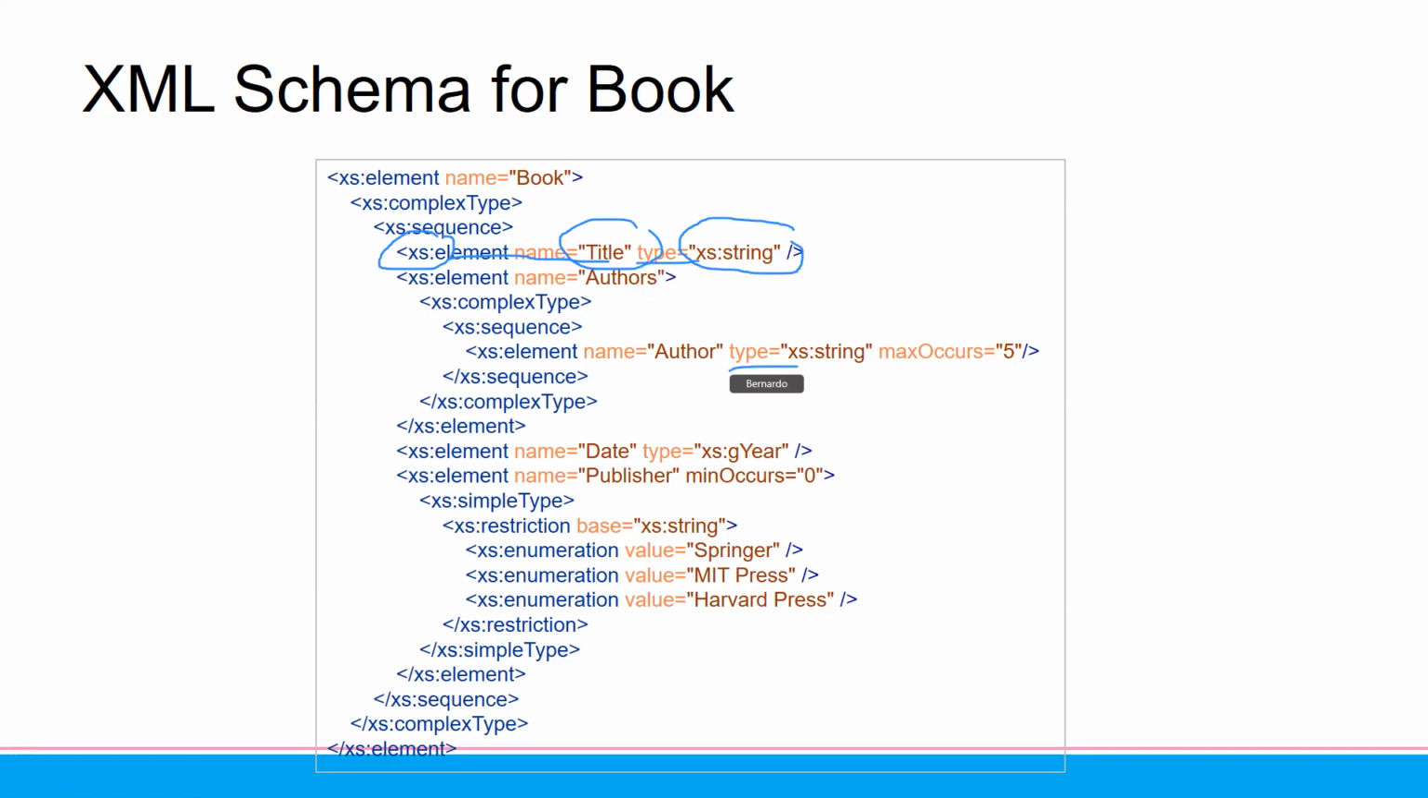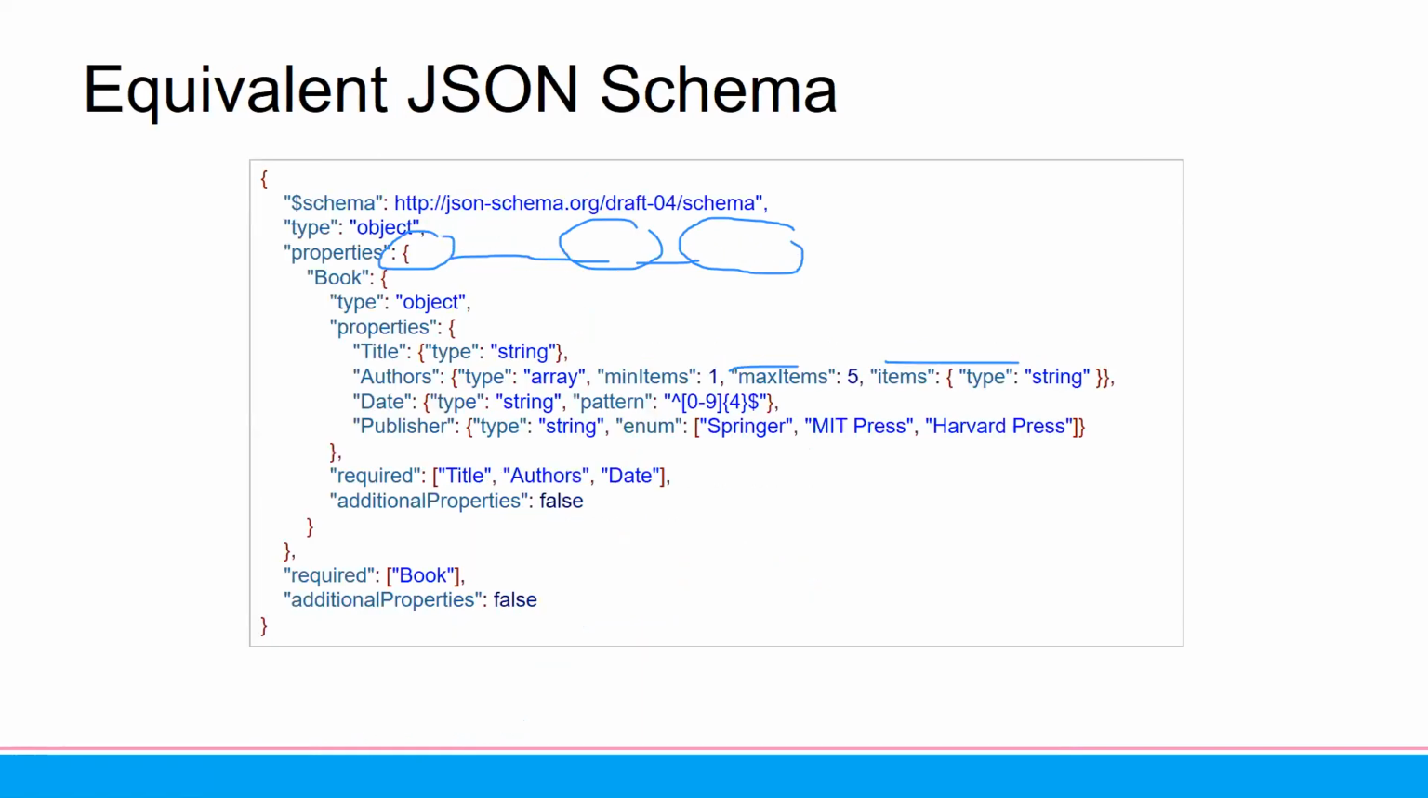You can see this maximum occurrence is 5. And if you are dealing with JSON, you still need to define the type, which is string, and then this is the type array, and then this is string, this is string, even though we have the pattern, which we call the regex. Regex is the regular expression.